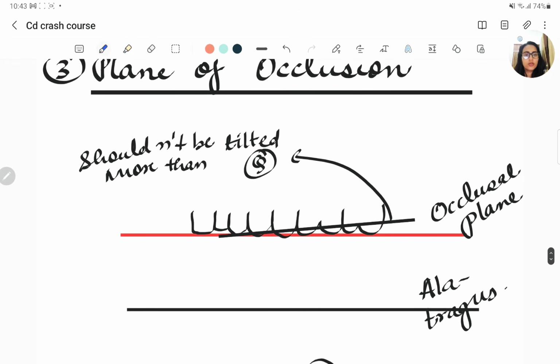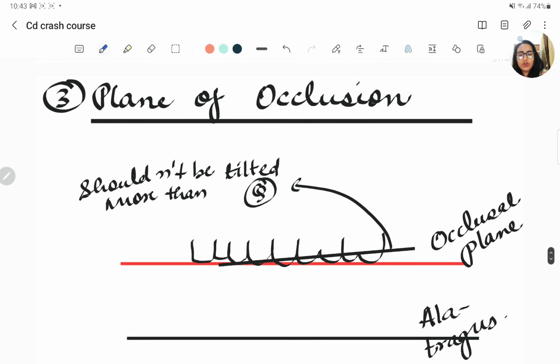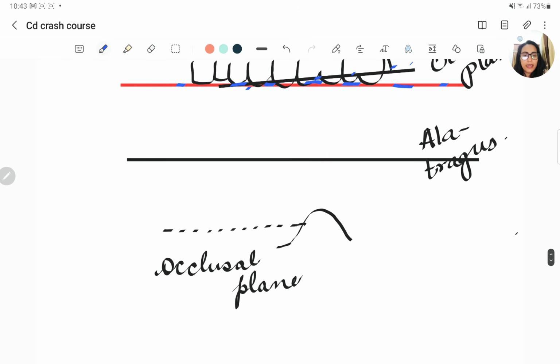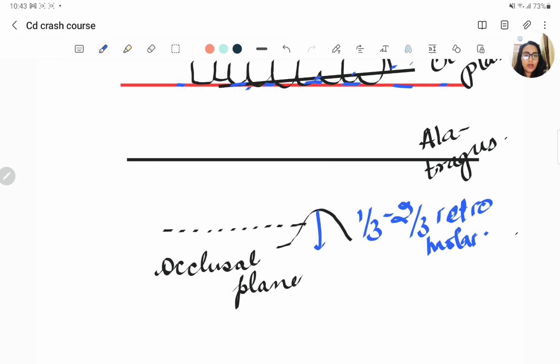Plane of occlusion is the plane that touches all the occlusal surfaces. So this plane should not be tilted more than 10 degrees. This is the occlusal plane and it should not be tilted more than 10 degrees to the ala-tragus line. Now the occlusal plane for the posterior teeth is 1/3 to 2/3 of the retromolar pad area. So this is the total height. It should be 1/3 to 2/3 of the height of the retromolar pad. And the posterior or distal extension of the denture base is going to be 2/3 of the retromolar pad.